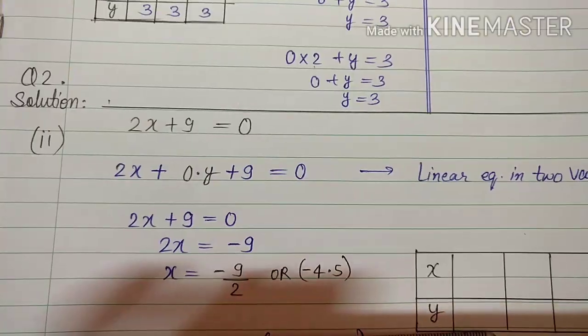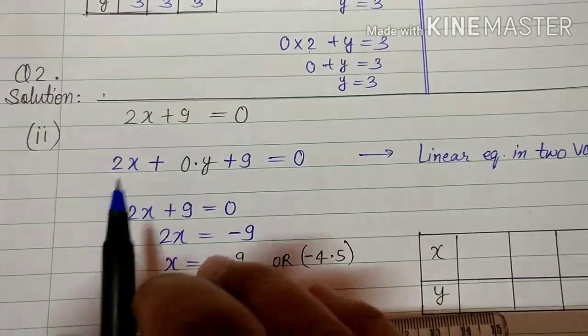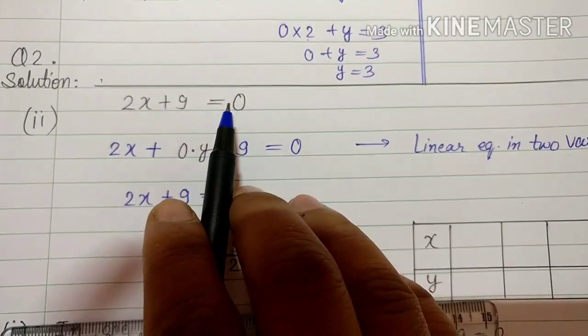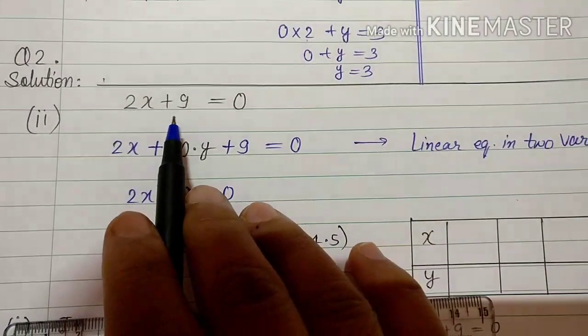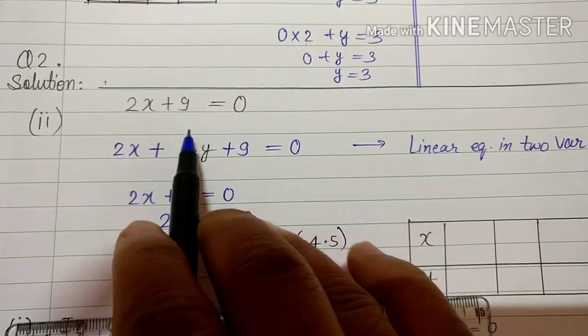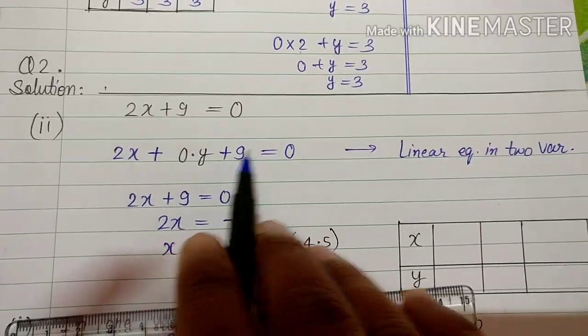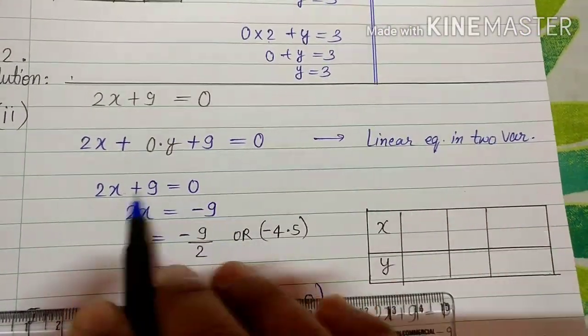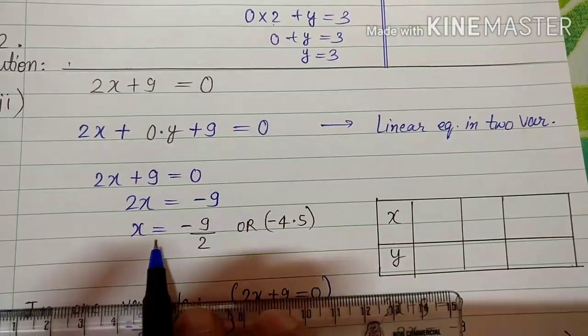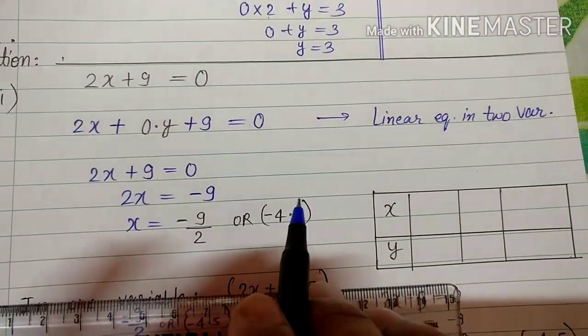Okay, now the same question we have to show in two variables, 2x plus 9 equal to 0. So how can we write it in two variables? In place of the missing term we can write 2x plus 0 multiplied by y plus 9 equal to 0. Now x is there, y is also there, so it becomes a linear equation in two variables. Now solve it. So x equals minus 9 upon 2, or minus 4.5.